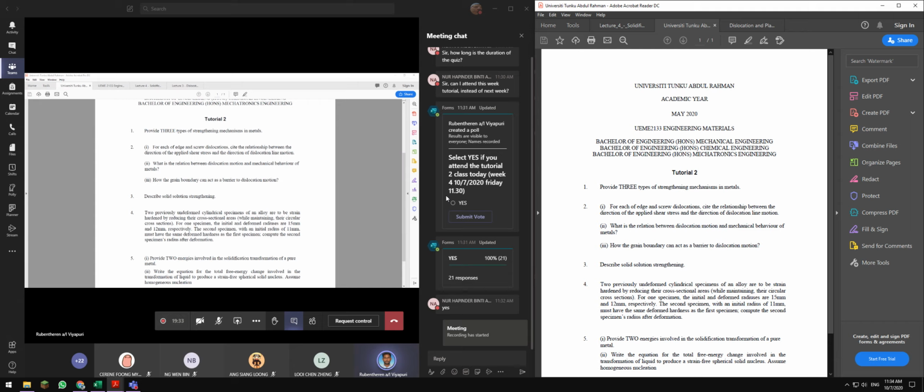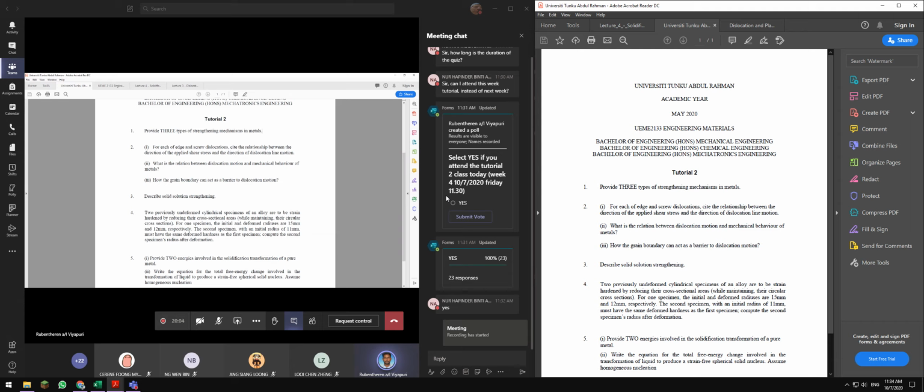It's pretty straightforward. Maybe you can answer question number 2 as well. For question number 2, for each of edge and screw dislocation, cite the relationship between direction of applied stress and the direction of dislocation line motion. Remember, you have 2 types of dislocation, screw dislocation and edge dislocation.